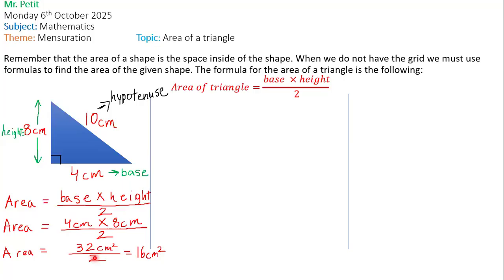How did you get the 2 again? Oh, the 2 is a part of the formula. This 2 right here, you mean? Yes, this 2 is a part of the formula, so we can't change that. We'll always have to divide by 2. So it'll be 4 times 8 divided by 2, so 32 divided by 2. That doesn't change whenever we're doing the area of a triangle.